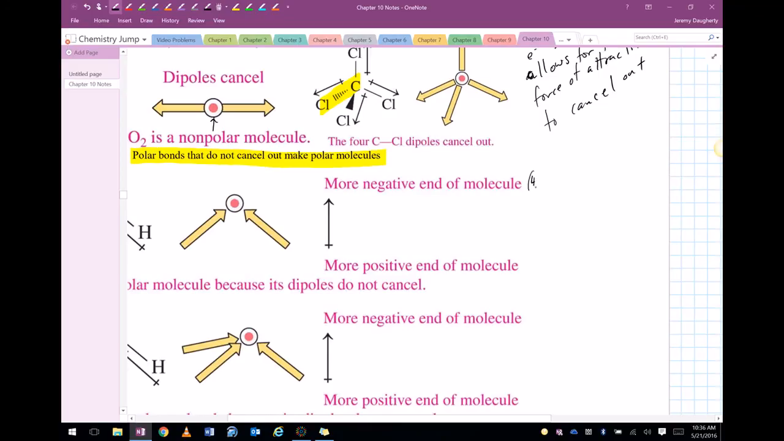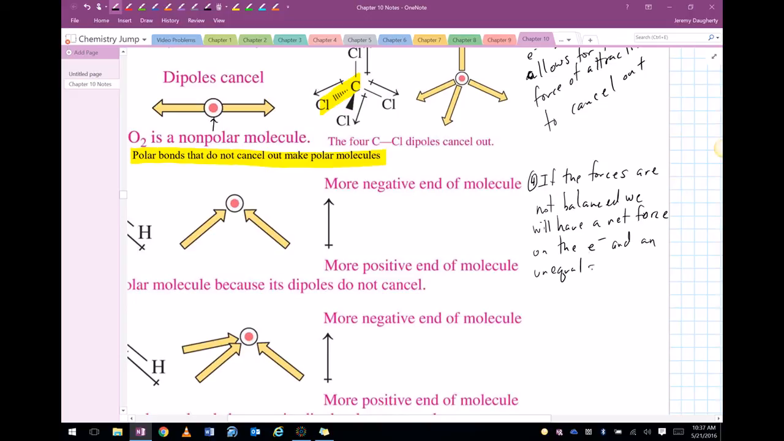So let's jot that down. Number 4. If the forces are not balanced, we will have a net force on the electrons and an unequal sharing of electrons. Therefore, 3 little dots in a diamond, therefore a polar bond, or a dipole moment, or a dipole. Okay?